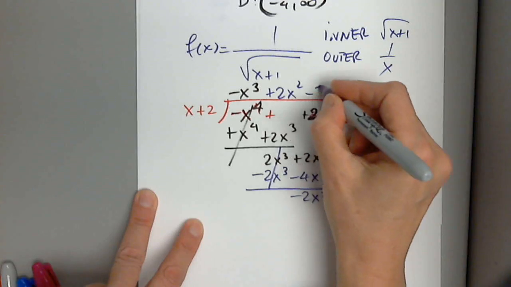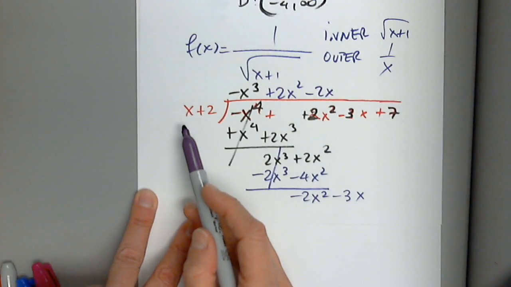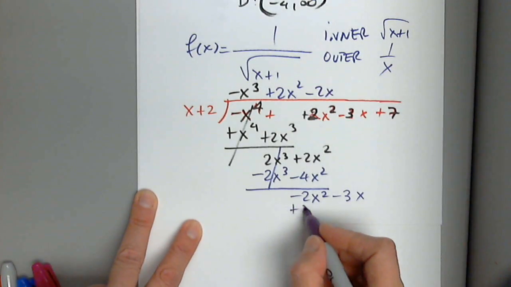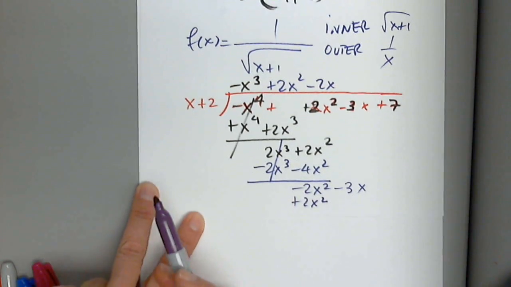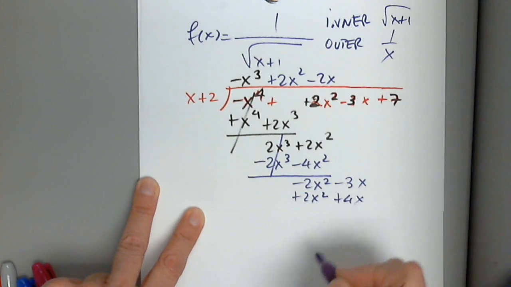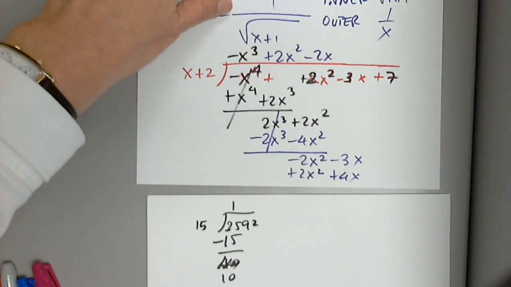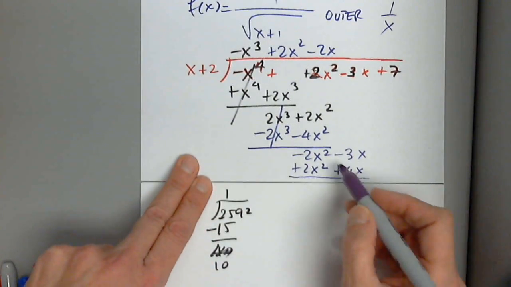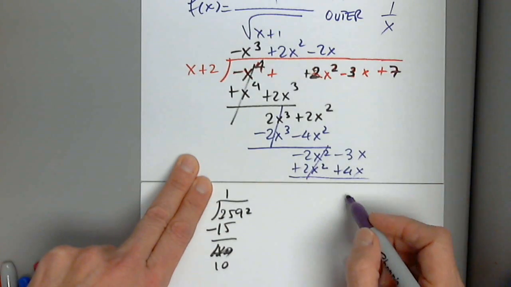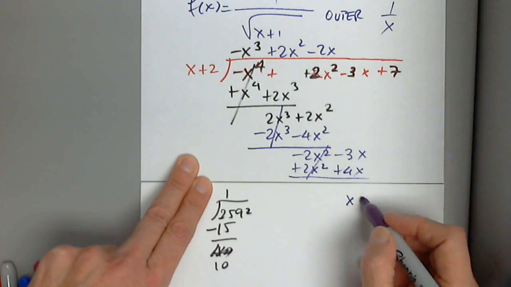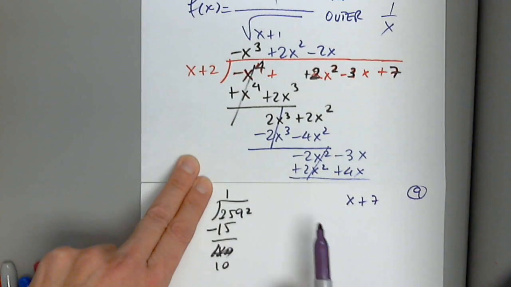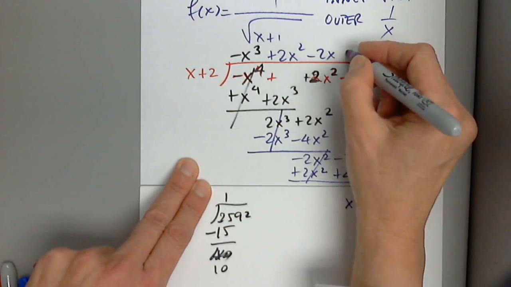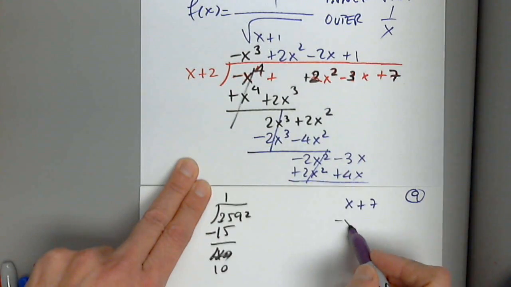Negative 2x. Very good. Negative 2x times x is negative 2x squared, positive 2x squared. Negative 2x times 2 is negative 4x, positive 4x. What do I write next? Negative. These two go away. I write positive x and plus 7. Final question, x times what is x? 1. And I write positive 1, positive x, negative x, positive 2, negative 2.